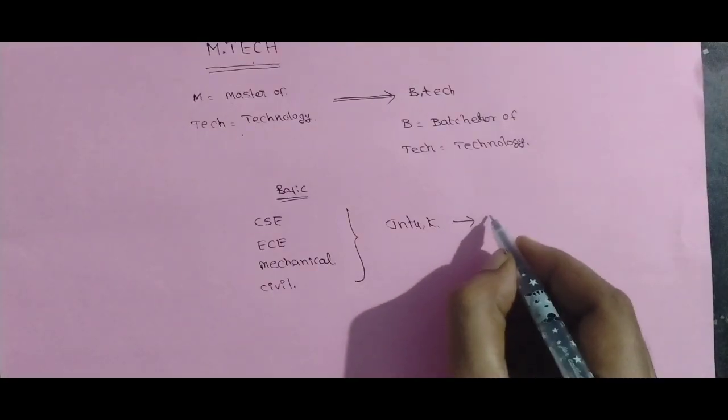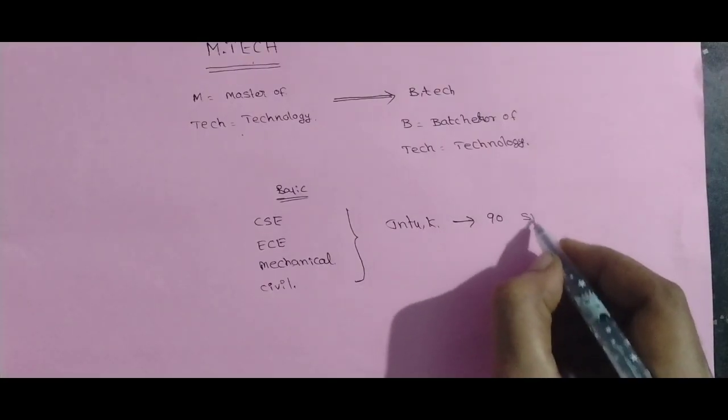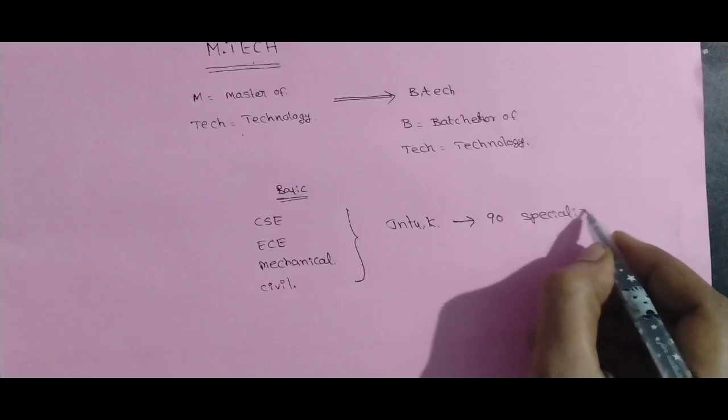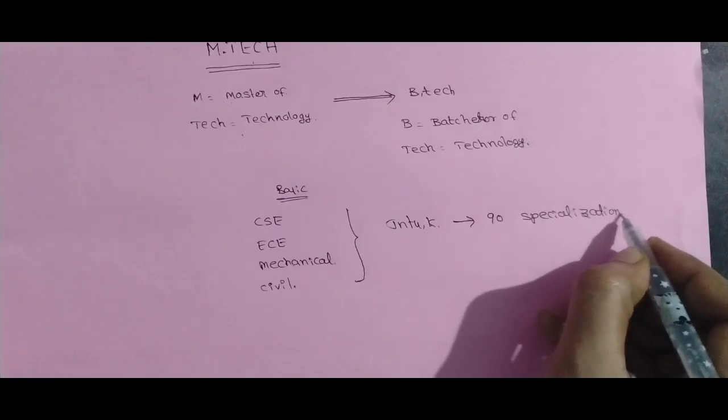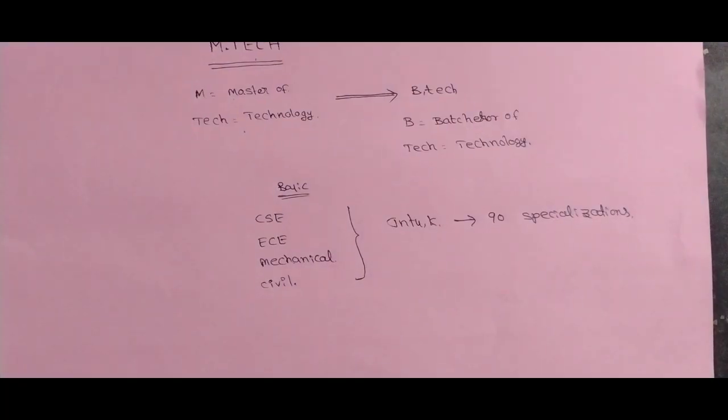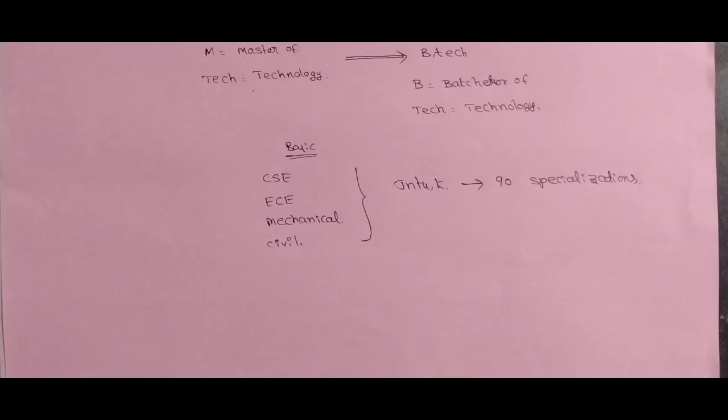So likewise, in total, JNTU Kakinada offers approximately 90 specializations. 90 specializations. You might be amazed after listening to this. The number 90. Yes, I am correct. It is offering 90 specializations, but these 90 specializations are from different core areas.